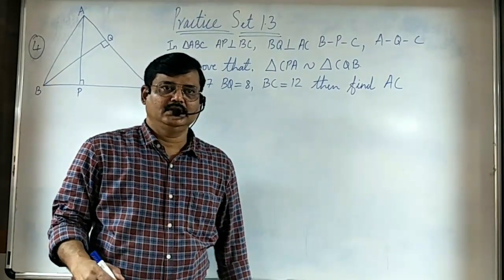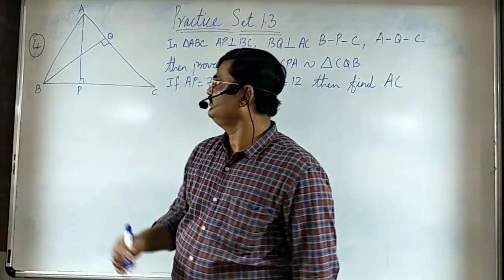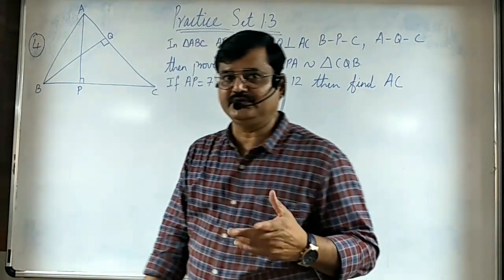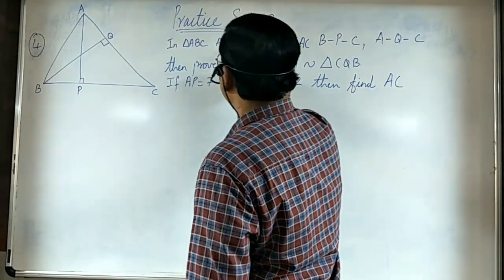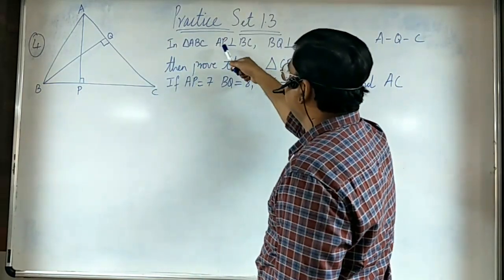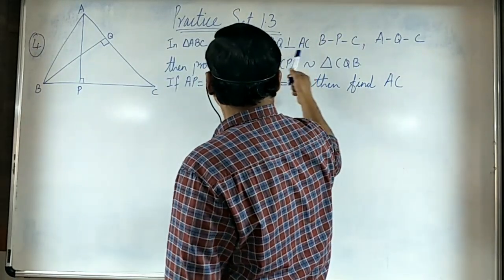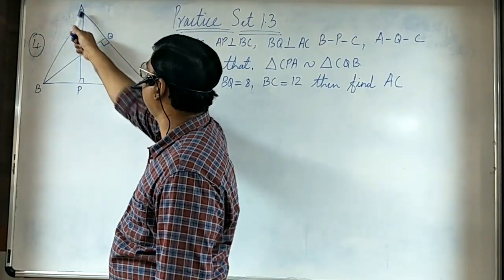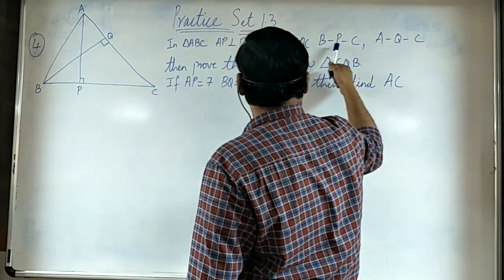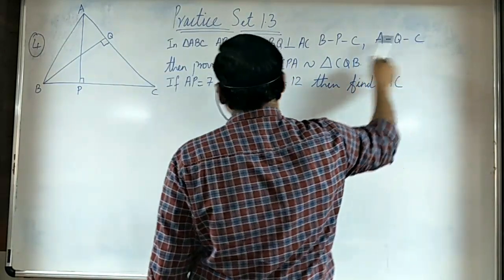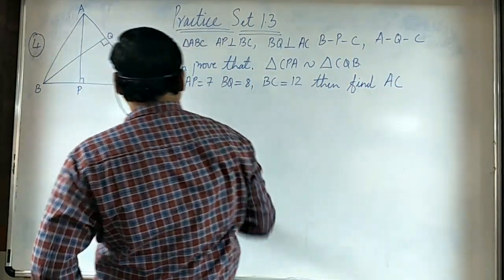Okay, yes students. Now let's go to question number 4 from practice set 1.3. Let's read out the question first. What has been given? In triangle ABC, AP is perpendicular to BC. BQ is perpendicular to AC. B, P, C are collinear points. A, Q, C are collinear points.